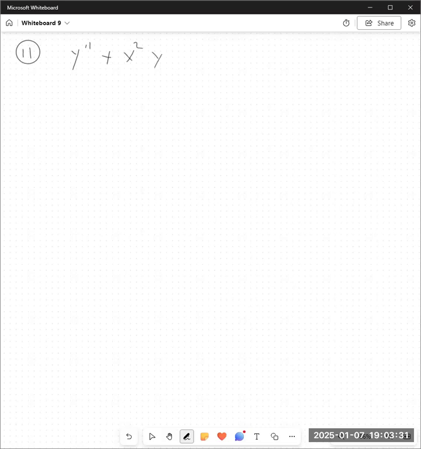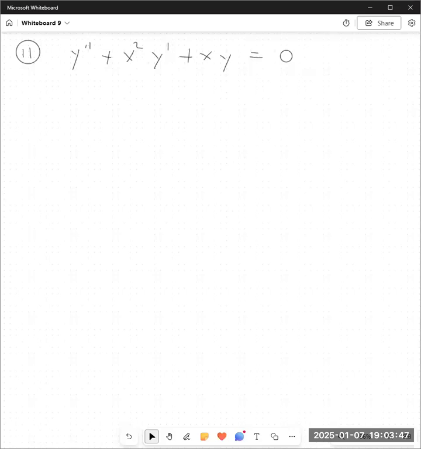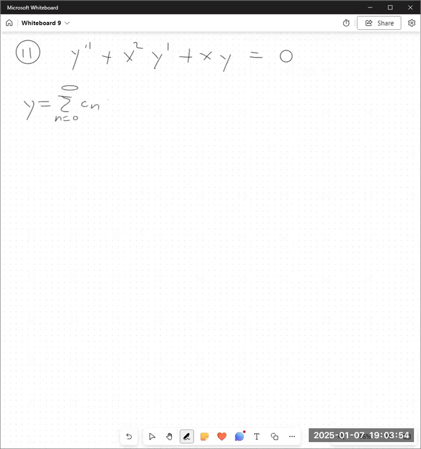And we have, this is number 11: y double prime plus x squared y prime plus xy is equal to 0. So we got lots and lots of things going on here. You know that your y equals the sum from n equals 0 to infinity of C_n x^n.